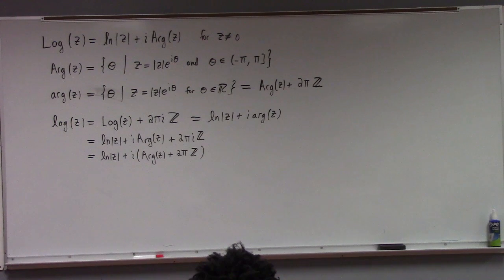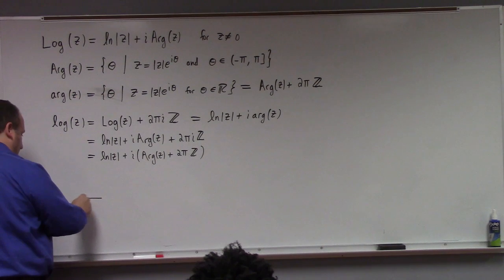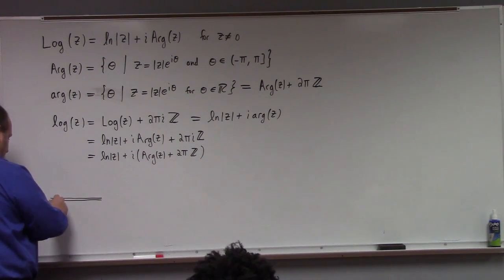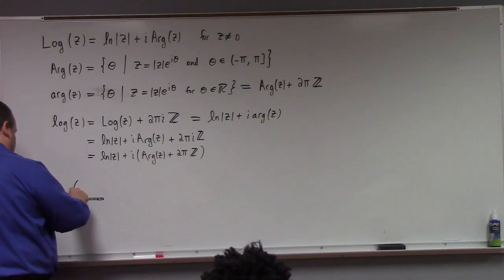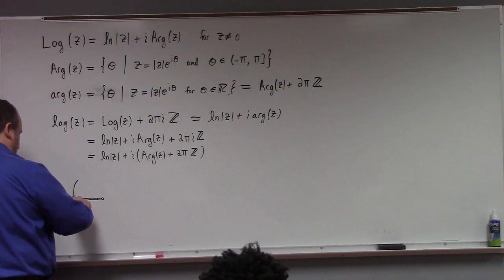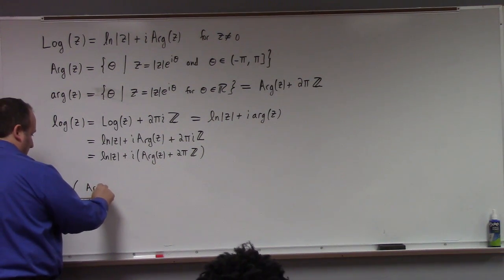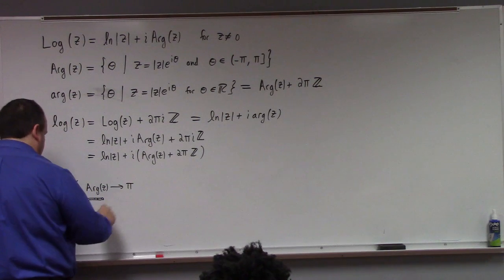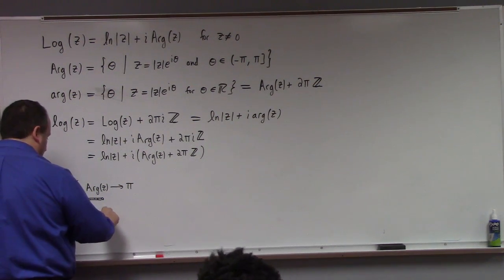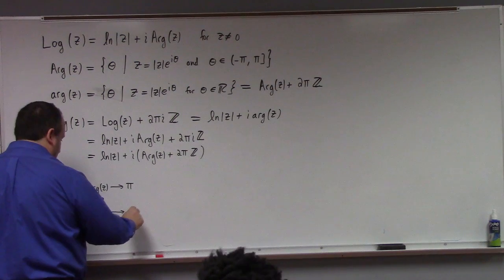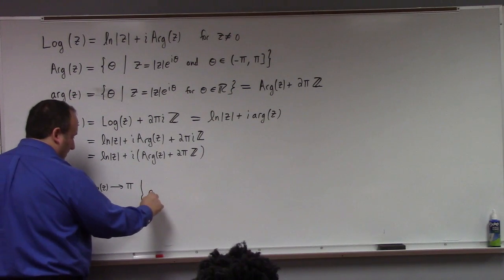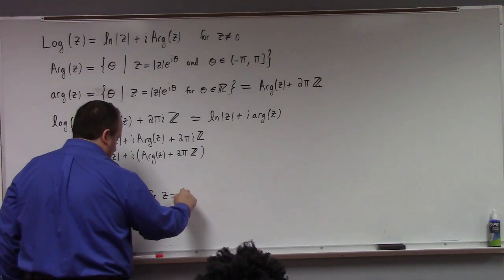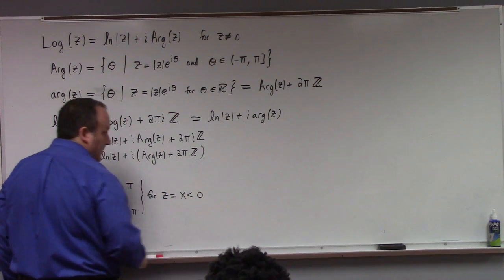So you guys had a homework problem that I think most of you have worked, I hope. And what you proved is that if we look at the slit complex plane, right? So here's 0. And if we look at coming from this way, and if we look at coming from that way, on the one hand, we get arg of z going to pi up here, right? And down here, we get arg of z going to minus pi at a particular point here, for z equals x, less than 0, right?